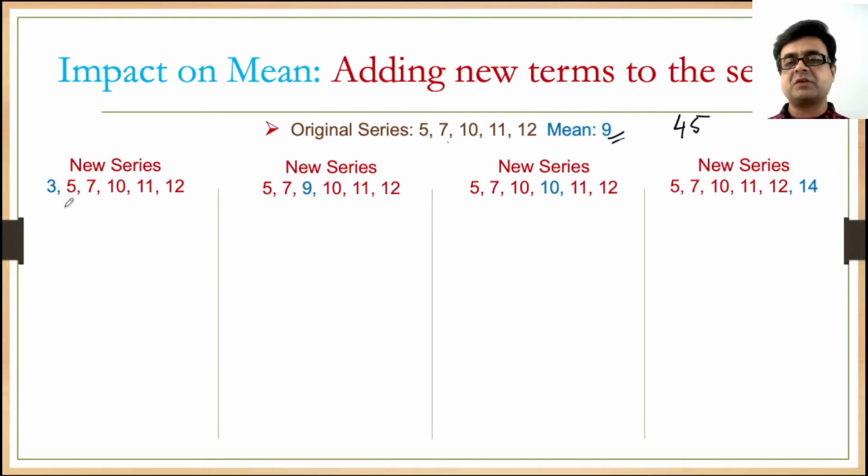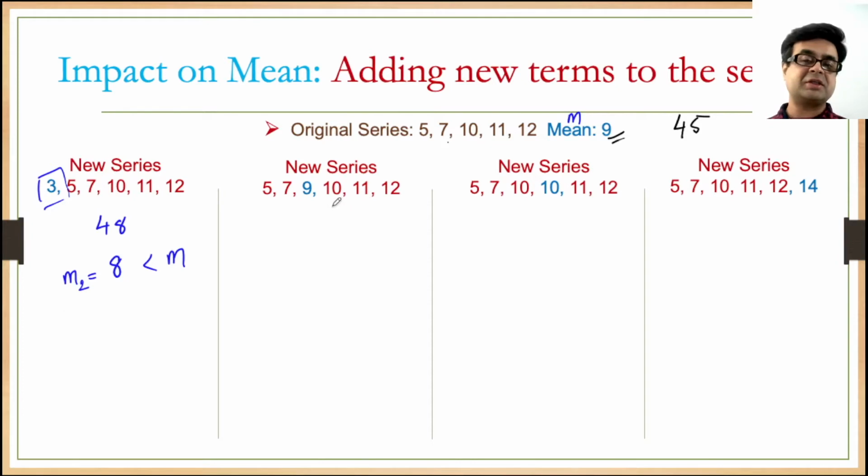Let's first start with a new series where we are adding this number 3 to the series without changing anything else in the series, and see what is the impact to the mean. So what you see is the new sum would be 48. And since now there are 6 terms, the average would be 48 divided by 6, which is 8. So new mean, which I'm going to call M2, is actually less than M, which is my original mean.